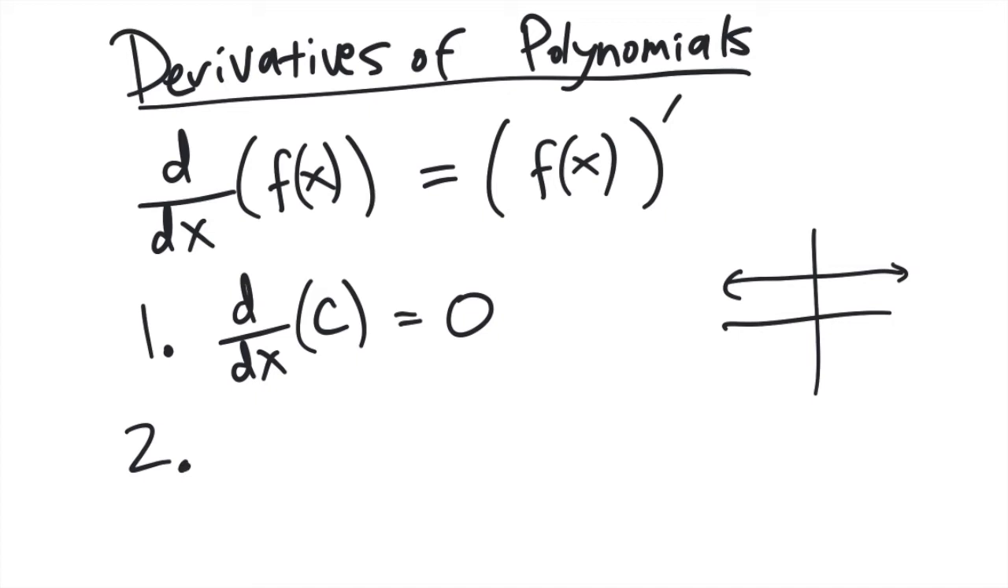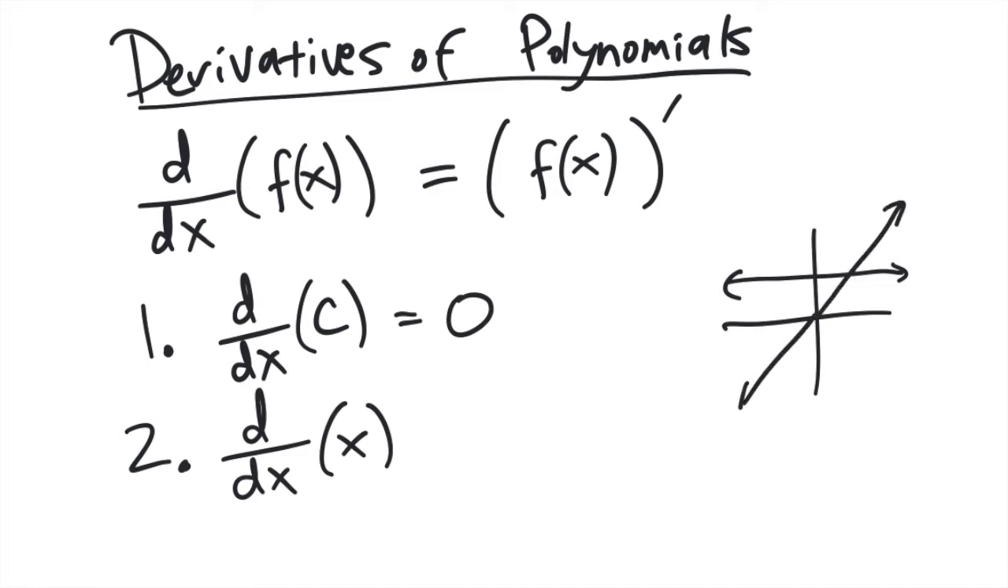Because that's the slope of that. The slope of the tangent line is just the slope of the line that we have there. What about if we have the derivative of just x, like f of x equals x? Well, that's this function right here. That's this line. What's the slope of that line? That's just 1.